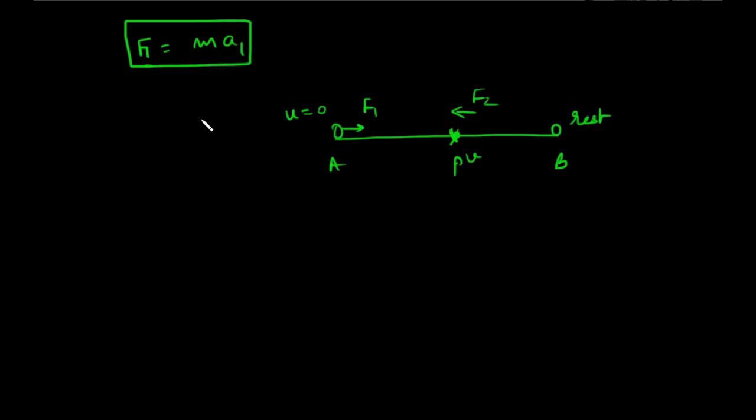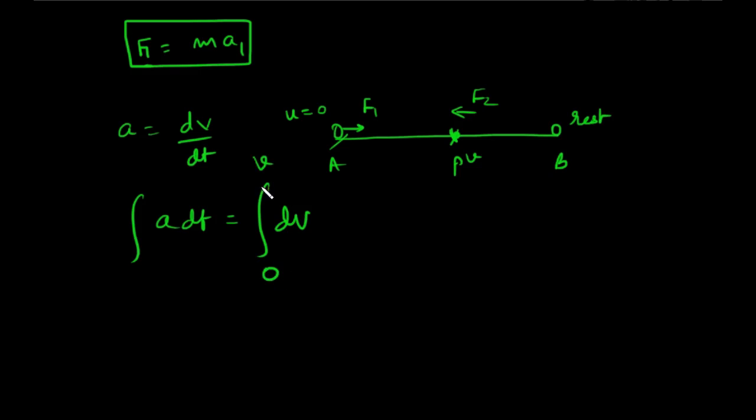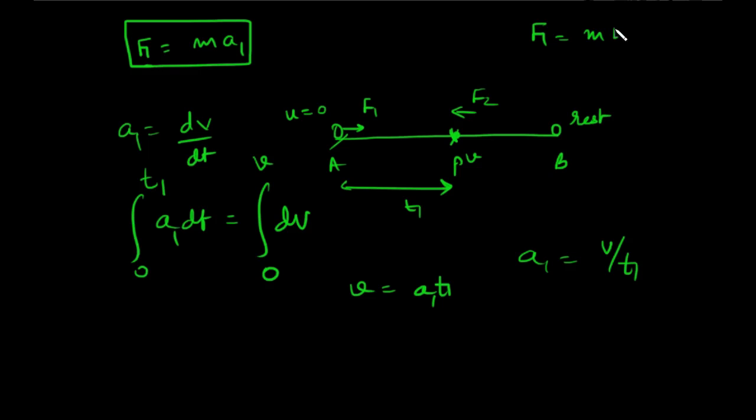Now we have to find the acceleration over here. Since it has taken the particle from 0 to v, acceleration by standard definition is dv by dt. Since a is constant, because F1 is constant, we have a dt equal to dv. We integrate this. The particle started from 0 and reached v from time 0 to t1, let us say. It took t1 time. So v would be equal to a1 times t1, so a1 is v by t1. We substitute this here, and we have F1 equal to mv by t1. This is the expression for F1.